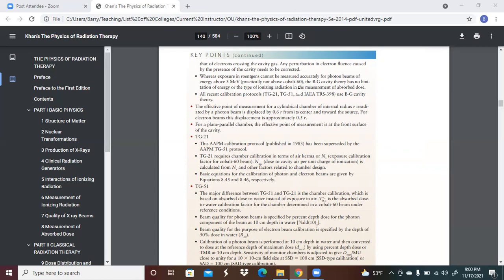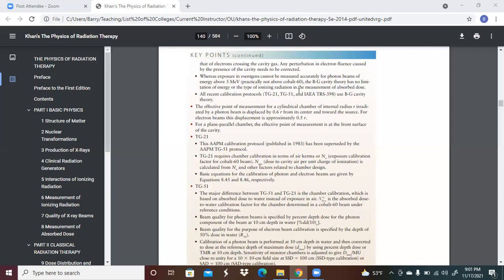If we can't do it with exposure, what we can do is work with the Bragg-Gray cavity theory, because there is no limitation of energy or type of ionizing radiation in the measurement of absorbed dose. We don't have a limitation on any of that. So that allows us to get information on these specific types of beams.